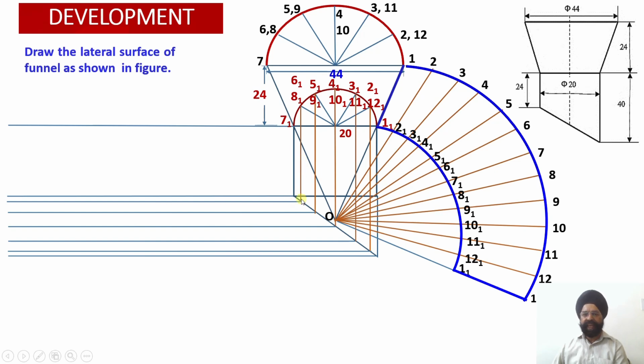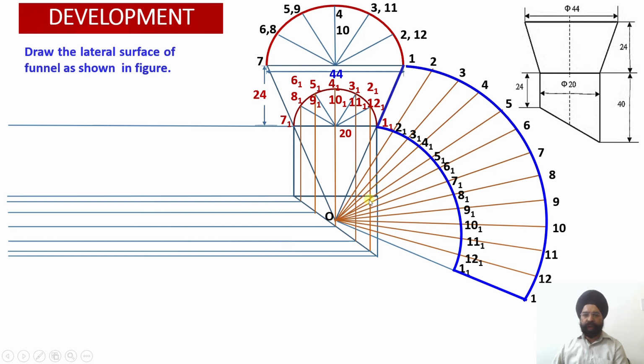So this locus line will be carrying the points 6 and 8. This locus line will be carrying the points 5 and 9. This locus line will be carrying the points 4 and 10. This locus line will be carrying the points 3 and 11. This locus line will be carrying the points 2 and 12.